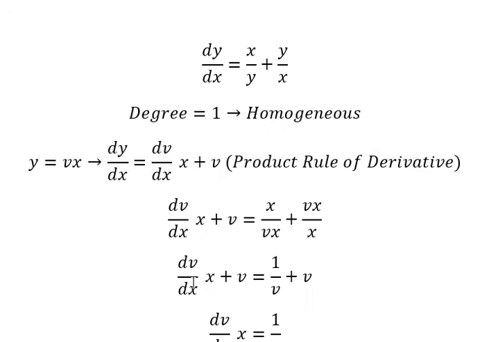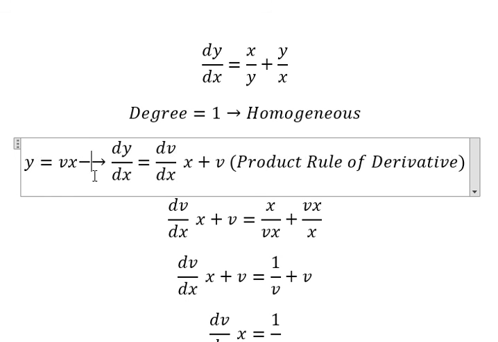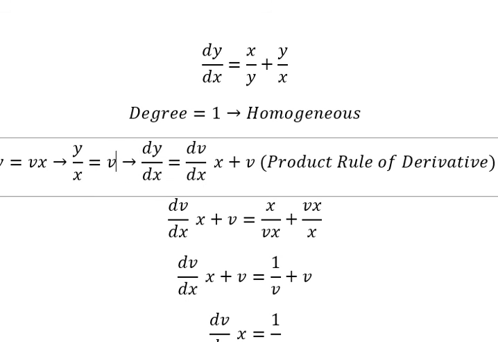About v, that is this one. So we need to divide both sides by x. And now we need to change v into y over x.